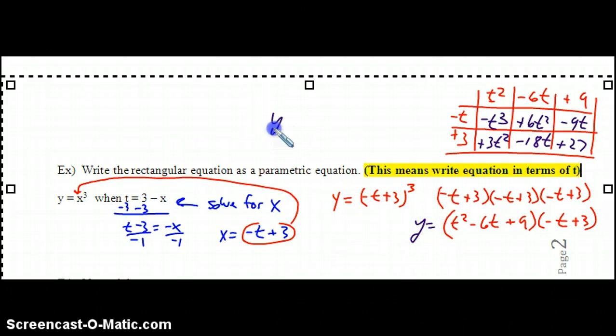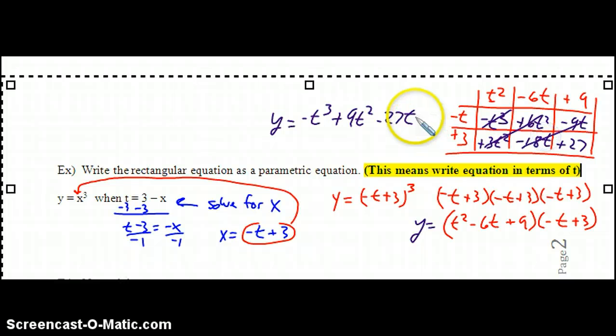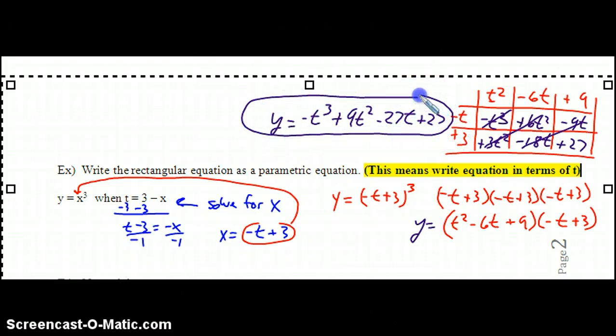So combining like terms, because this is what y is equal to, y would be equal to -t to the third. Let's cross it off so don't try to use that again. These two would make a 9t squared. These two make a -27t, and then plus 27. So this would be my parametric equation because it has t values in it.